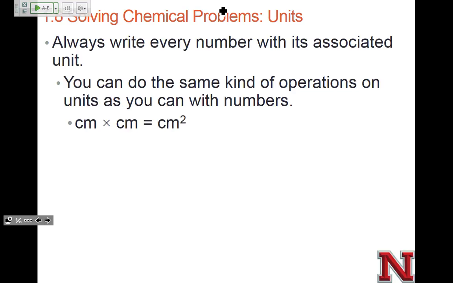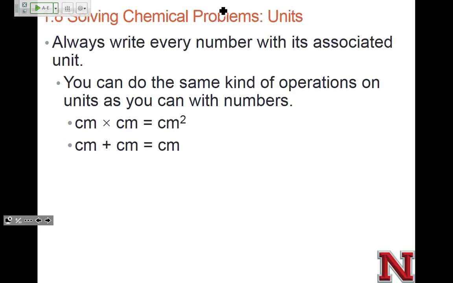So you can do the same thing with operations as you do with numbers. Centimeters times centimeters equals centimeters squared. Of course, centimeters plus centimeters is still just going to equal centimeters. We have 1 centimeter plus 1 centimeter, that would give us 2 centimeters. So adding. Same thing with subtracting. 2 centimeters minus 1 centimeter is going to give us 1 centimeter.